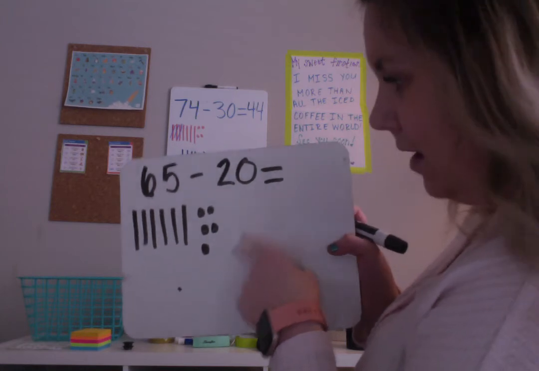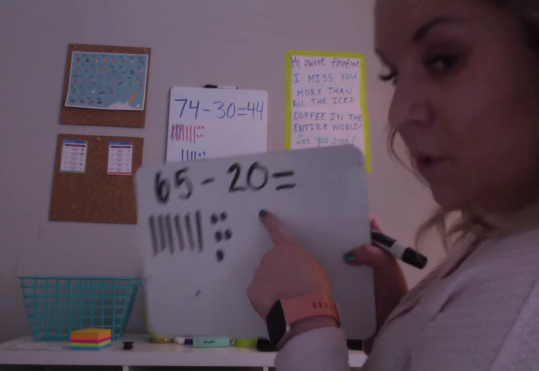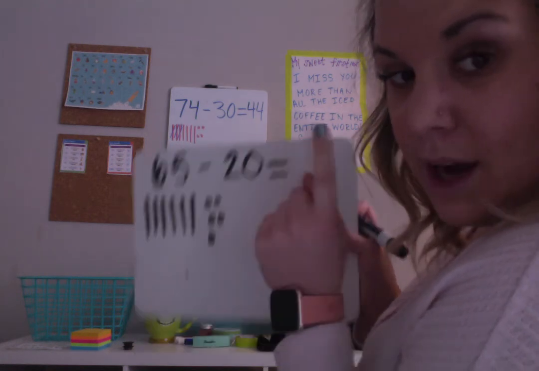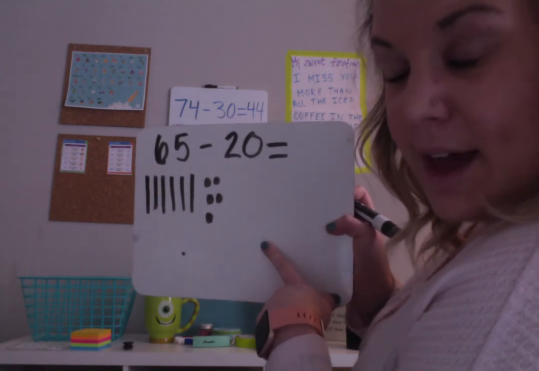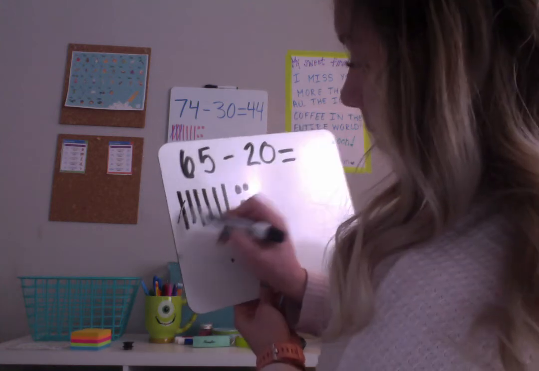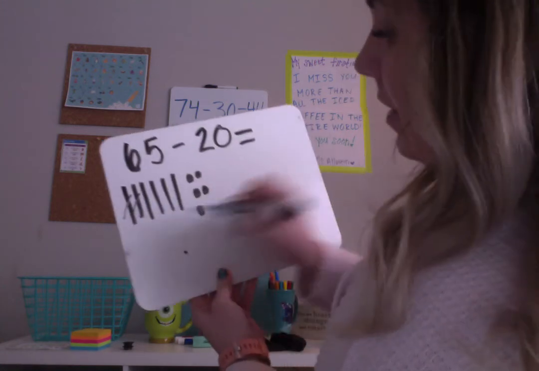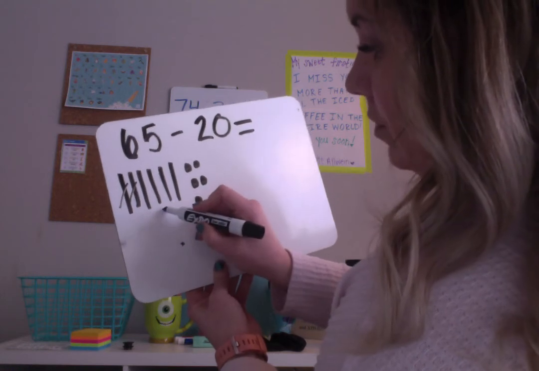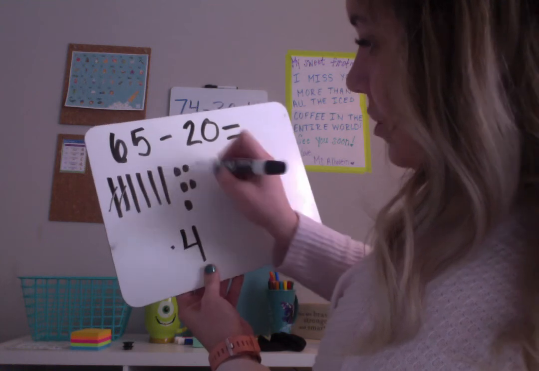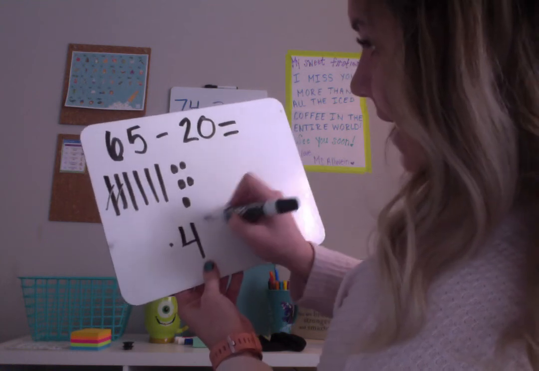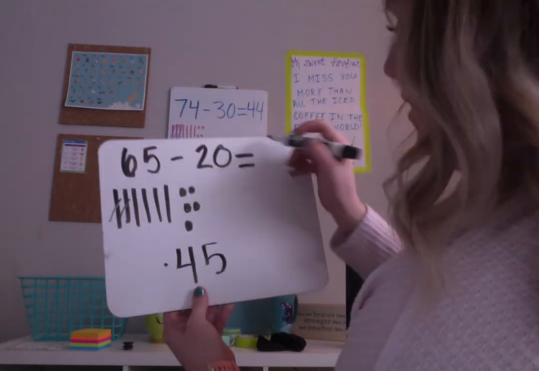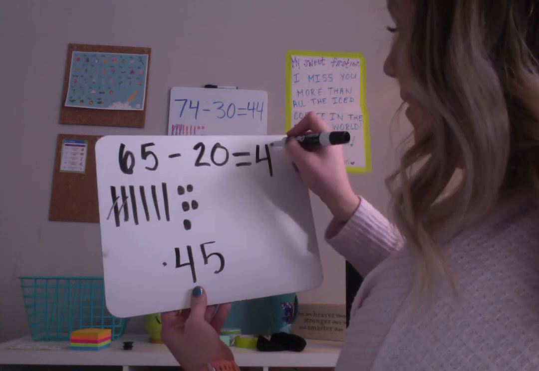Now I need to pause and think. I'm taking away 20. I'm not adding it, so I'm not drawing any more quick pictures. I'm going to cross out 20, and the way I'm going to do that is by crossing out 2 tens that represent 20. So 1, 2, 10, 20. Now I need to count what's left. 10, 20, 30, 40. So I'm going to put a 4. And my ones should be the same, right? I should have 5 left. So my answer, the difference of 65 minus 20 is 45.